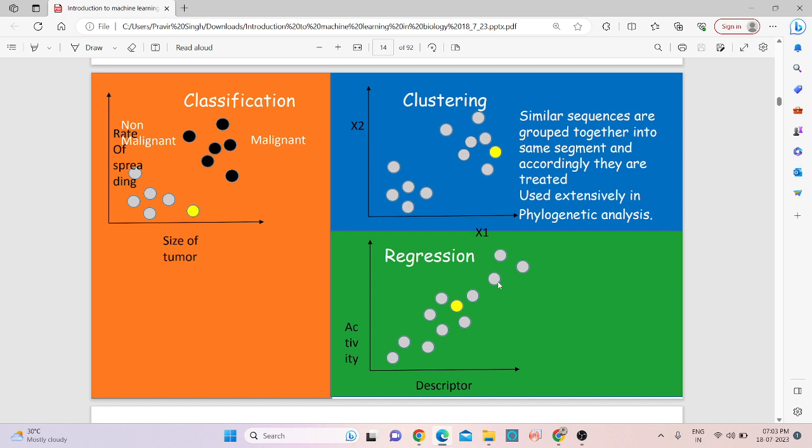So the yellow is a new data point. The blue and the dark blue and light blue are the data for which we have experimental evidence that these are malignant or non-malignant tumors.